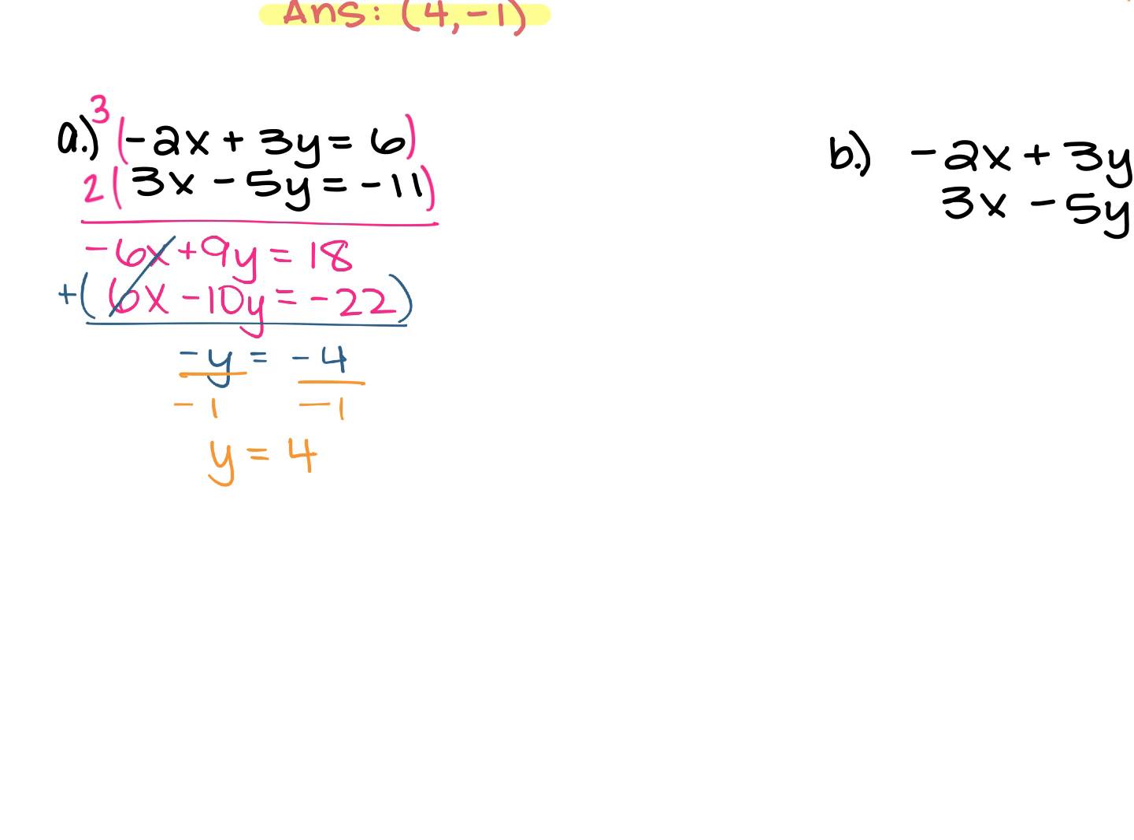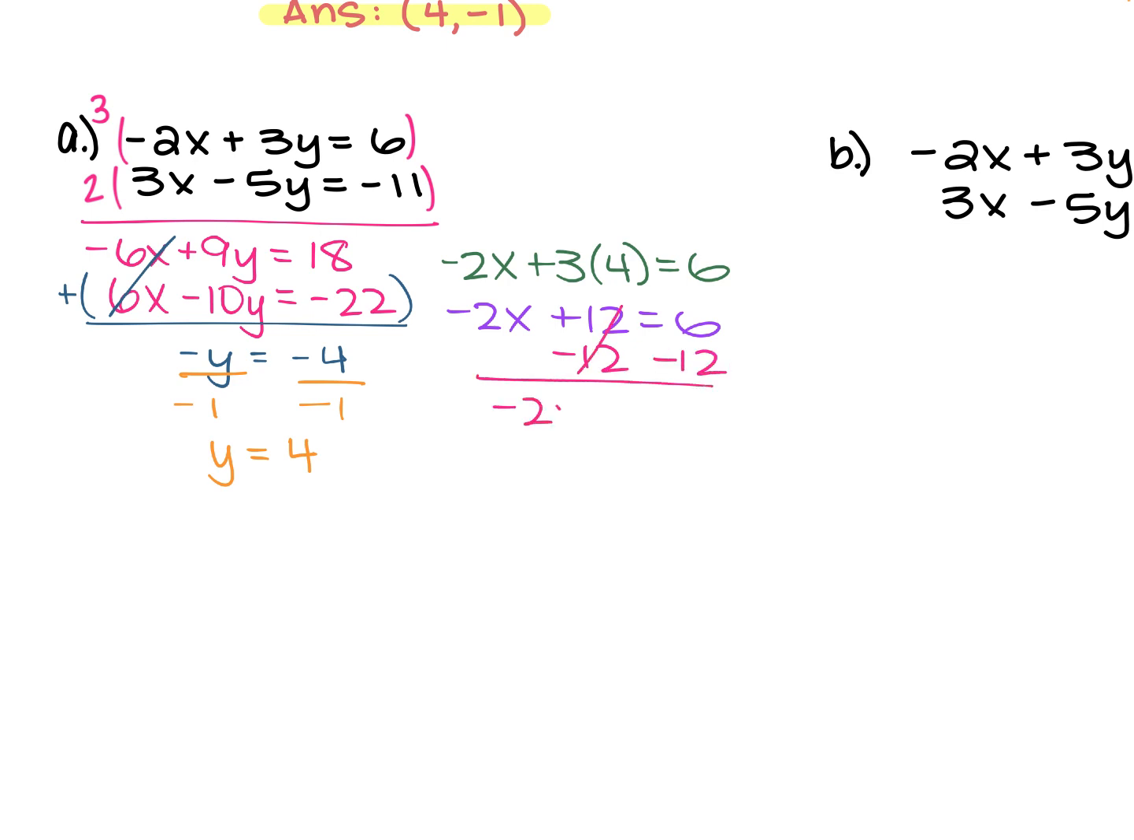Choose one of the originals to plug this into to solve for x. If it was me, I'd choose the top, so that way we're working with smaller numbers. That would give us -2x plus 3 times 4 is equal to 6. This then simplifies to -2x plus 12 is equal to 6. Subtract the 12 from both sides. This gives us negative 2x is equal to negative 6. From here, we divide by negative 2, and we get that x is 3. If x is 3 and y is 4, that's the ordered pair 3, 4.